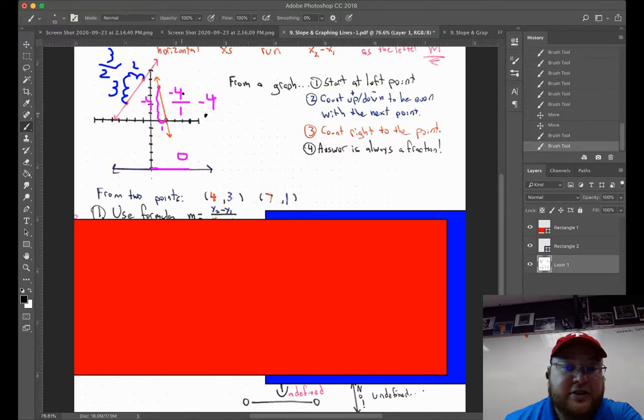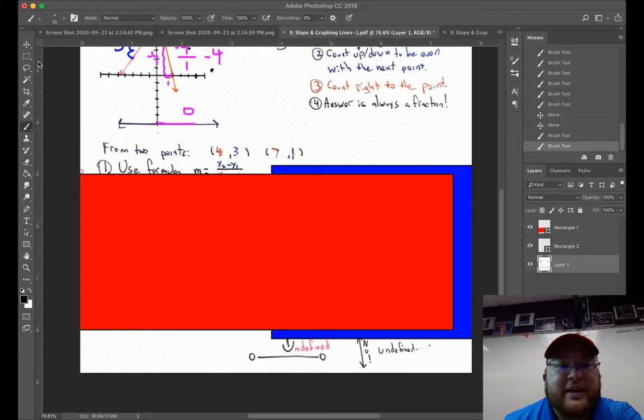Down 2, and then over 1, 2, 3. So negative 2/3 is going to be our answer. So you can do that, and that's fine, and a lot of people will do that.